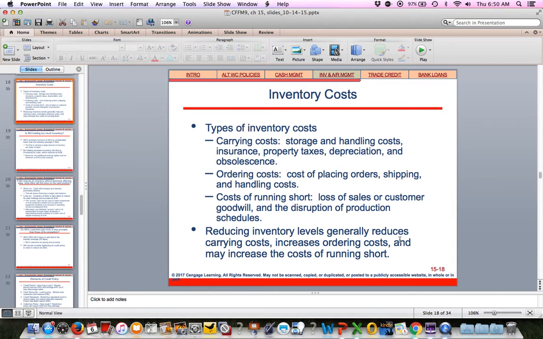So reducing inventory levels generally reduces carrying cost, increases ordering cost, and may increase the cost of running short. So that's the balance. The delicate balance is if you try to lower the inventory levels, yes, your carrying costs go down, but your ordering cost and your cost of running short may go up.